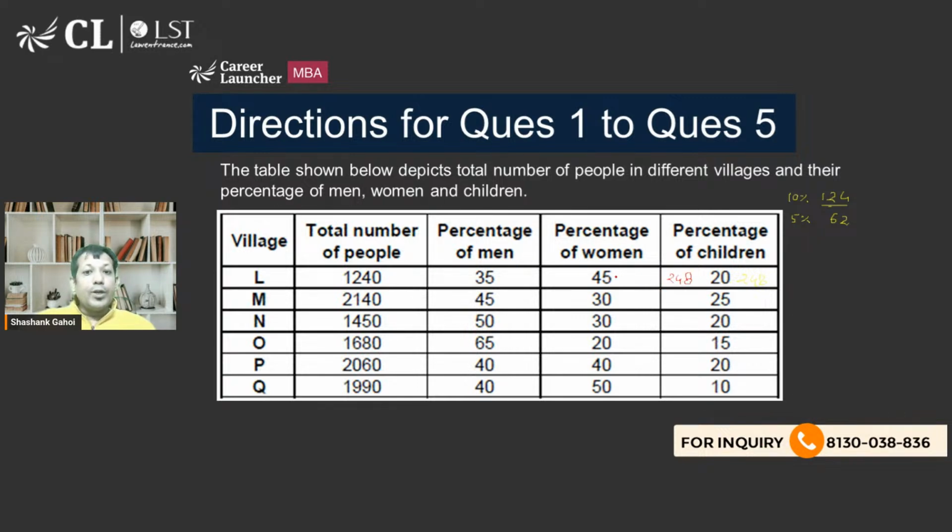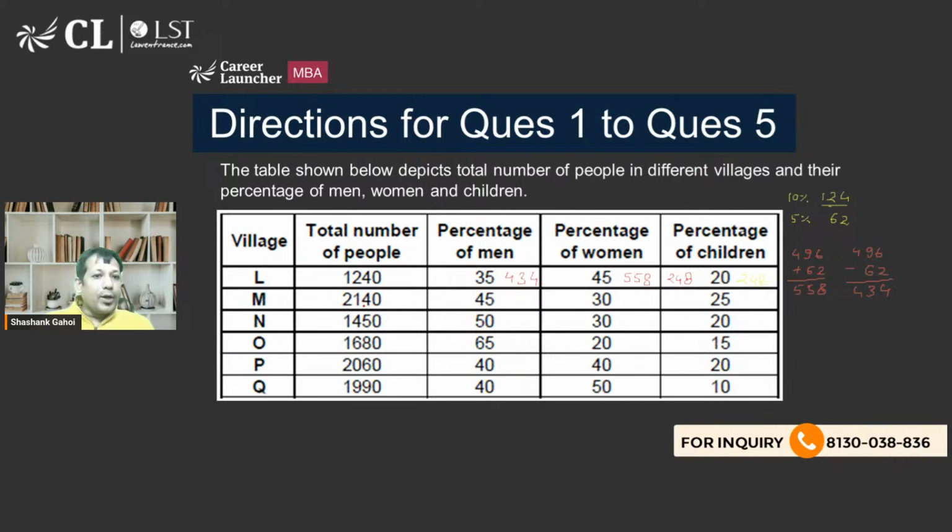Now what is 45%? 45% is going to be 20% times 2, which means 496, plus 5%, which is 62. So 558. What is 35%? That is 40% minus 5%. So that is going to be 434. So 434 men we are talking about. That's how we calculate the value for men.